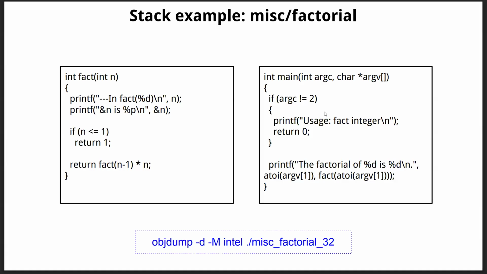The fact function has the parameter n. It will print out which fact we are calling, for example fact 3, fact 4. Then it will print out the address of n. For 32-bit, that address will be on the stack, so we are going to see the stack address for that parameter. Then in this fact function, if n is smaller than or equal to 1, we return 1. Otherwise, we recursively call itself: fact of n minus 1, times n.